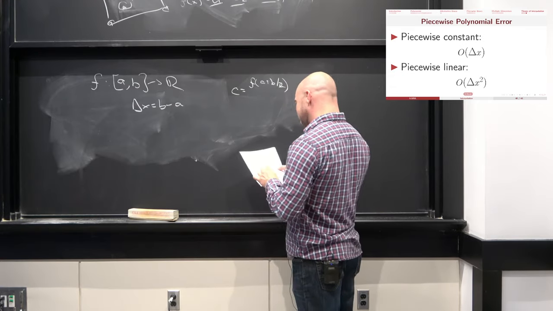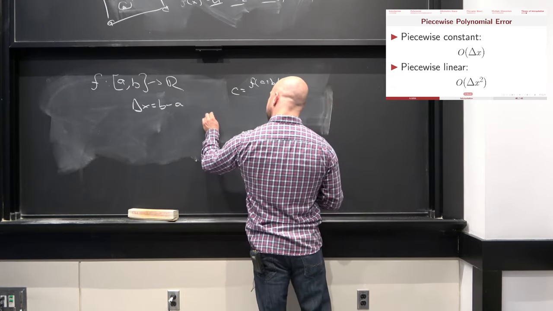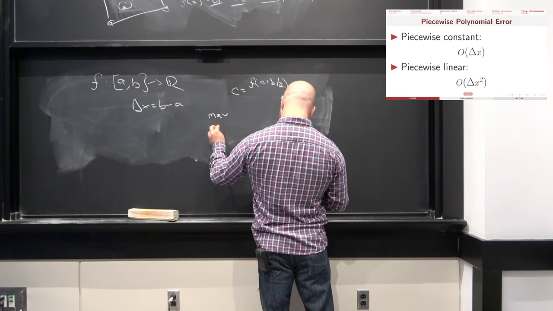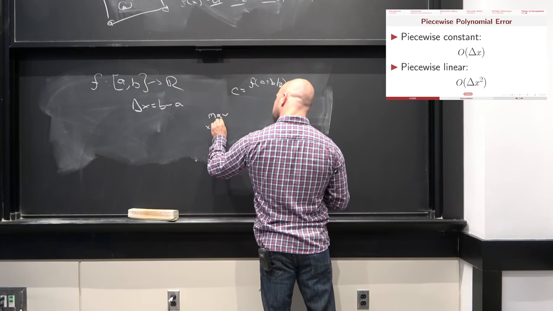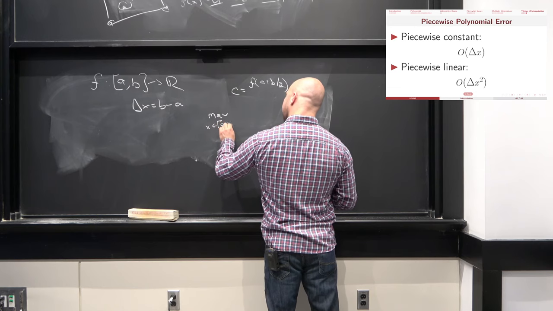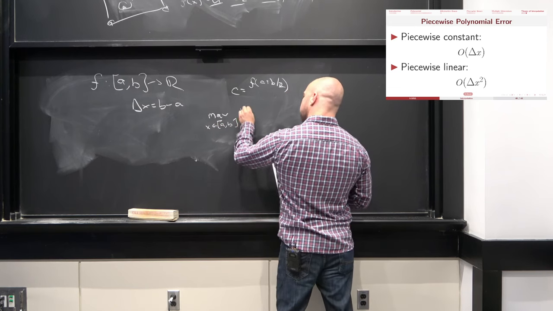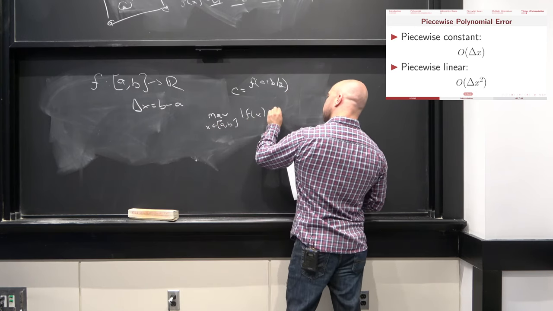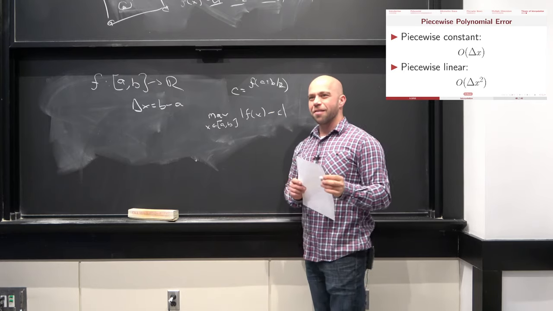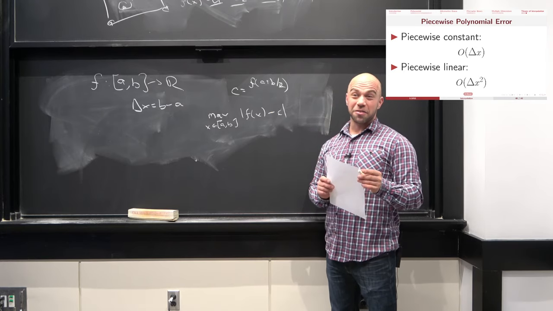So then I can ask, what is the approximation error of that? One way to do it in the sup norm is to look at the following quantity. We're going to take the max over all possible x's of |f of x minus c|. This is some notion of error, a pretty strong notion of error, actually.